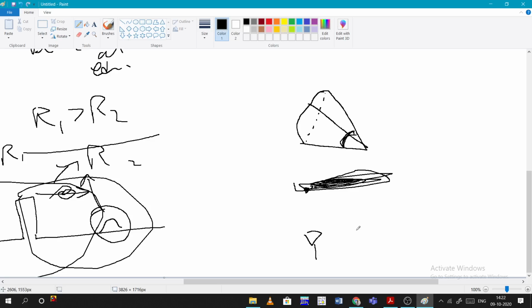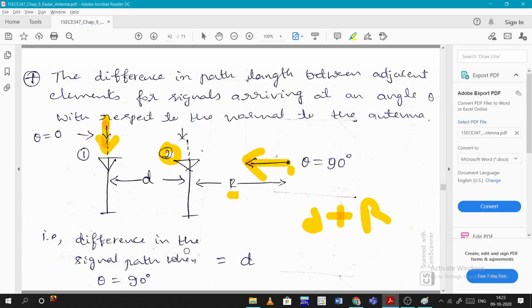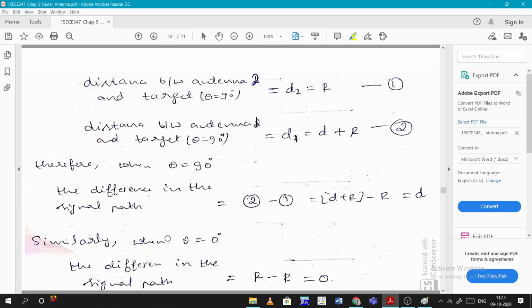Okay, some antennas are there. Now it is also coming like this. So this target is at a distance r only for both of the signals, so both of the antennas. So what will happen, d1 is equal to r and d2 is equal to r. When you find the distance separation, r minus r will become 0. So the signal path difference will be 0 when theta is equal to 0.